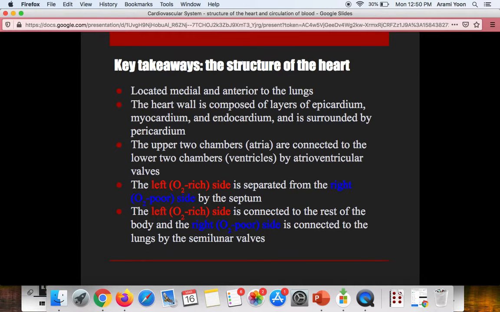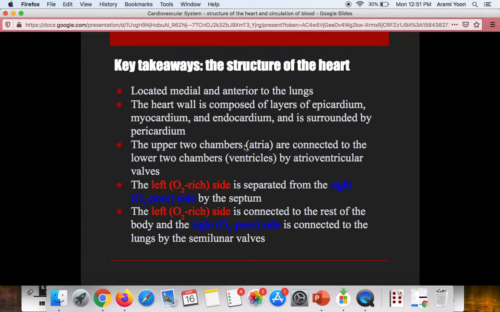So to boil this down to 5 main points, here are your key takeaways when it comes to the structure of the heart. The heart is located medial to the lungs and anterior to the lungs in the mediastinum. The heart wall itself is composed of multiple layers, the epicardium, myocardium, endocardium, where the myocardium is made of cardiac muscle, and that's the one that actually pumps blood. And then the whole thing is surrounded by pericardium, where pericardium also includes the epicardium. It's unnecessarily complex, I know. And the pericardium is going to encase serous fluid that cushions the heart.